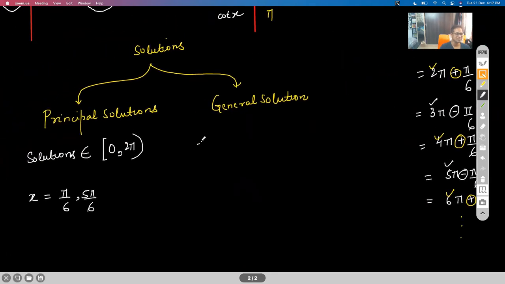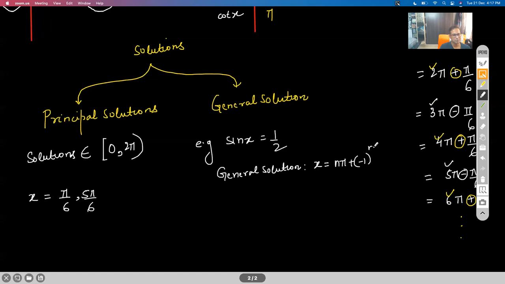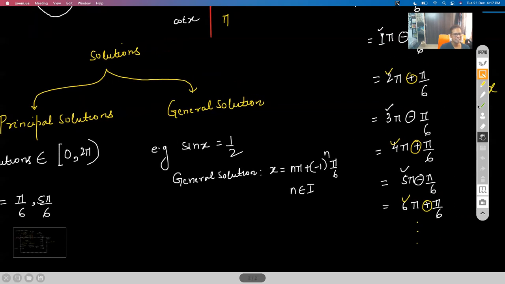So as an example, for sine x equal to half, the general solution, I'll be using GS for it going forward, will become x equal to n pi plus minus 1 to the power n pi by 6, where n is an integer. So this becomes your general solution for this question. Is it fine? Any questions, any concerns anybody has? Please do let me know.